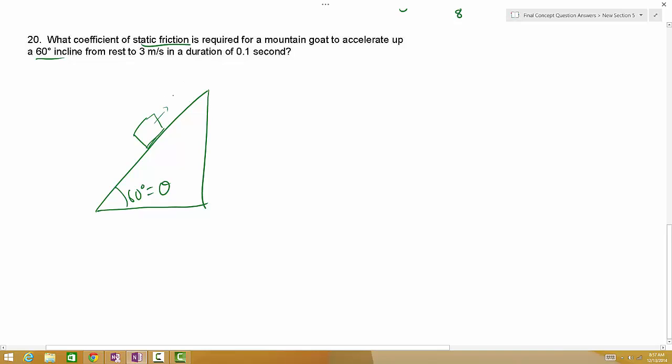up from 0 to 3 meters per second in 0.1 seconds. And we also have the word accelerate here, so I'm guessing that this is going to be an F equals ma thing. And we're thinking about accelerating up the incline, so let's draw our axes like this and put x over here, y here, and let's look at this in the x direction.